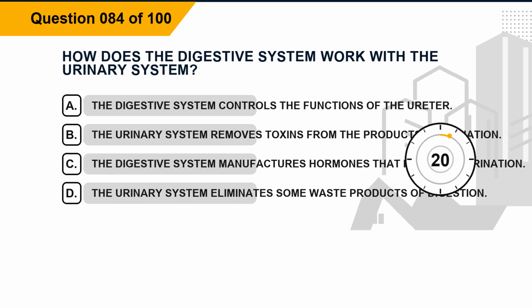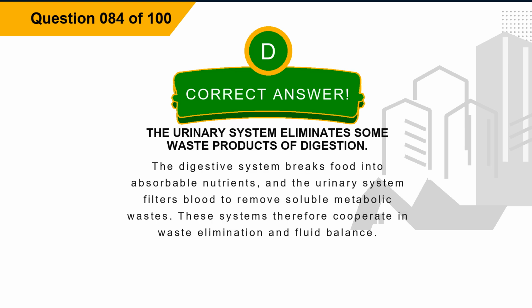Question 84. How does the digestive system work with the urinary system? Option A. The digestive system controls the functions of the ureter. Option B. The urinary system removes toxins from the products of urination. Option C. The digestive system manufactures hormones that influence urination. Option D. The urinary system eliminates some waste products of digestion. The correct answer is option D. The urinary system eliminates some waste products of digestion. Explanation. The digestive system breaks food into absorbable nutrients, and the urinary system filters blood to remove soluble metabolic wastes. These systems therefore cooperate in waste elimination and fluid balance.